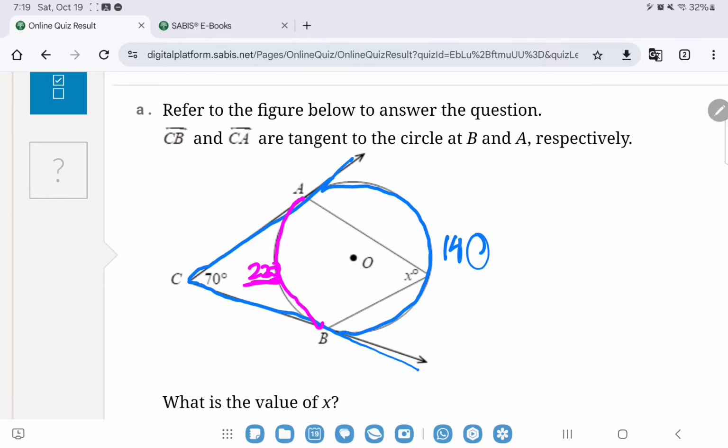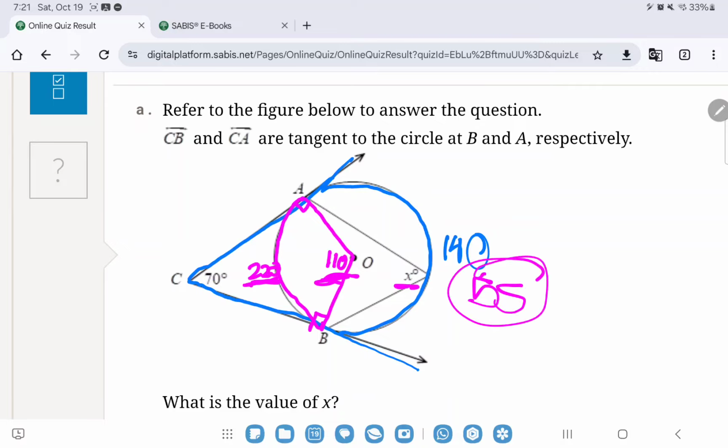So now to find x, we need to draw two lines like this. And we know that radii are always perpendicular to the intercepted line. So if these are two perpendicular, then we have this angle equals half the intercepted arc, which is 110. So if this angle is 110 and this is half of that, half of 110, x equals 55. That's how you find this part's answer.